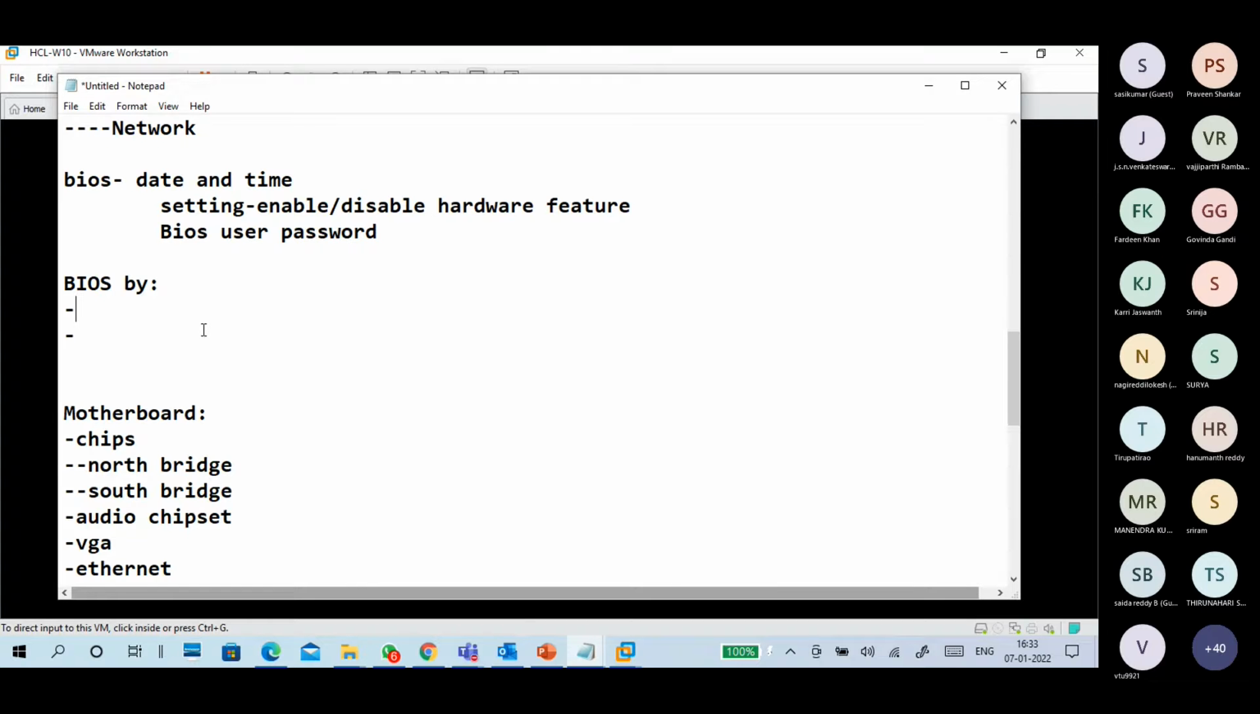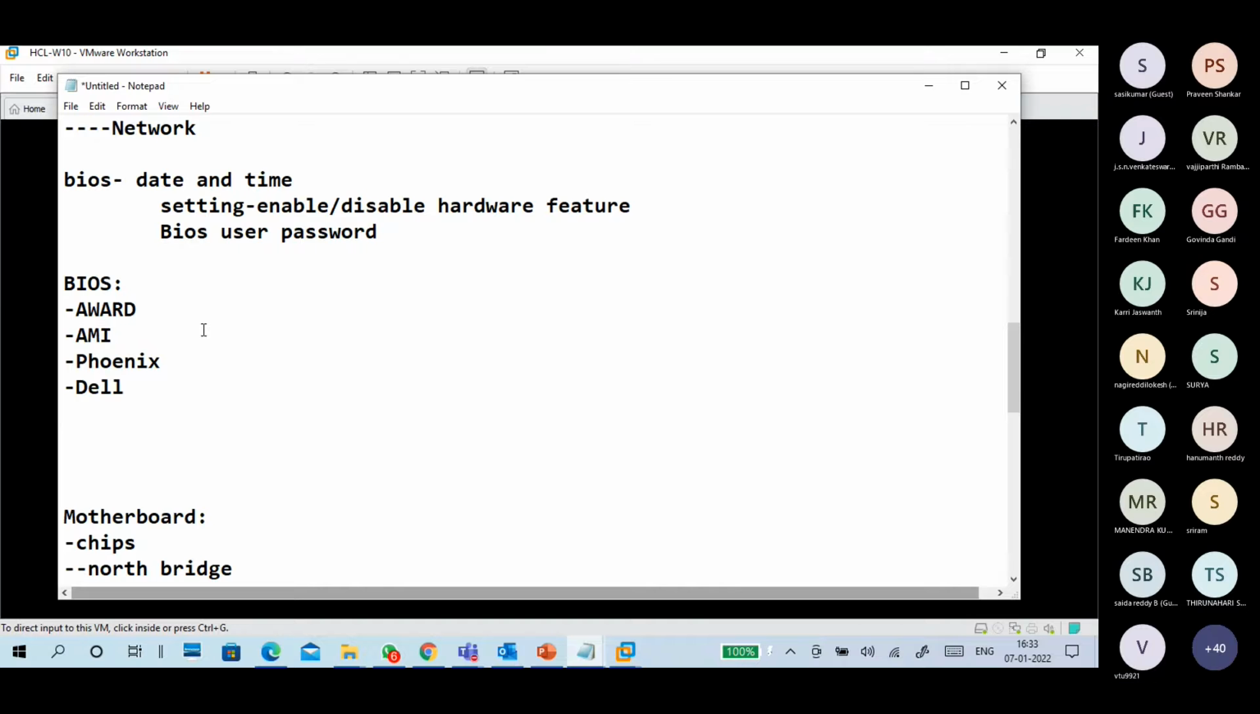Okay. So what are BIOS manufacturers? AWARD. American Megatrends Inc., AMI BIOS. Phoenix. Dell. Of course, HP is also doing that one. Like so many manufacturers are there. These are some of them.